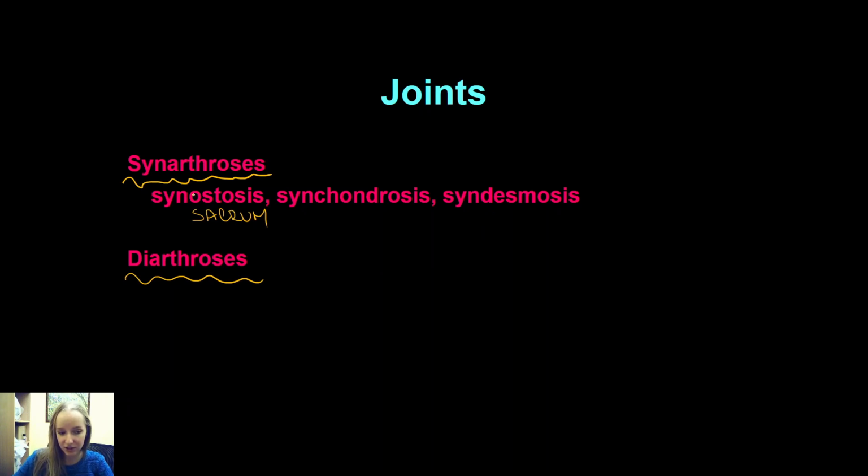Syndesmosis is when there is connective tissue in between. And the movable connections are diarthroses. But these joints are more for anatomy than histology, because we don't really have slides to show you, but you should know the basics about them. It's just more of an anatomical section, I guess.